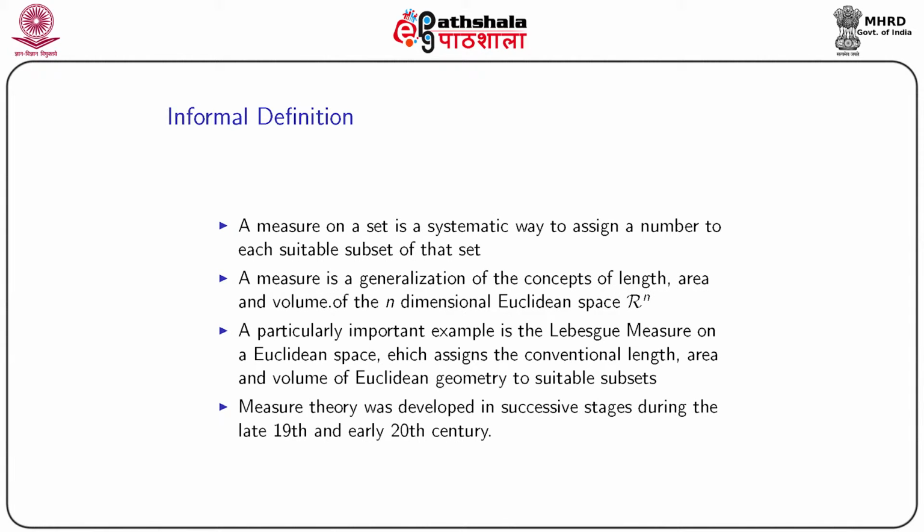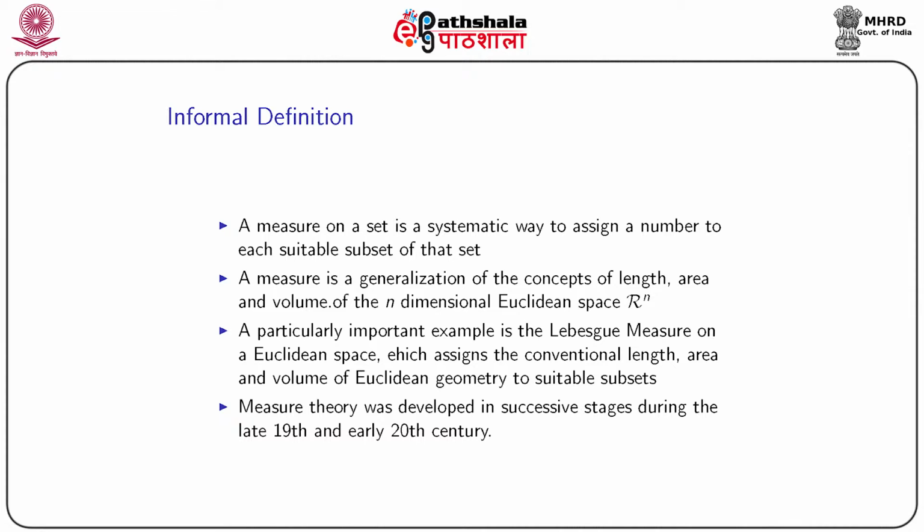Let us start with some informal definition of measure. A measure on a set is a systematic way to assign a number to each suitable subset of that set. So, this is a systematic way to assign a number. A measure is a generalization of the concepts of length, area, volume that we all know of in the n dimensional Euclidean space R to the power n. So, it is a generalization of the existing concepts.